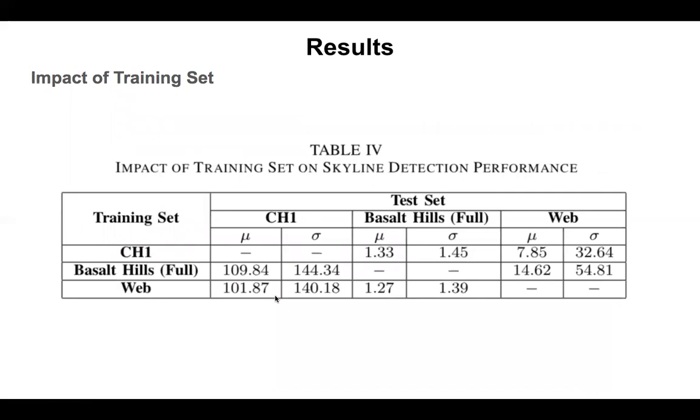Then we have looked at the ablation for the variation of the data. So essentially we used one of the datasets as training and used the other two as the test set. And we can see that in the case of CH1, the dataset which has more versatility, the output on Basalt Hills and Web is prominent compared to when one of them is employed as the training data.